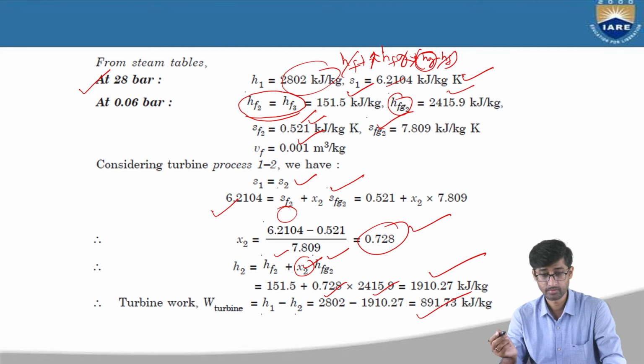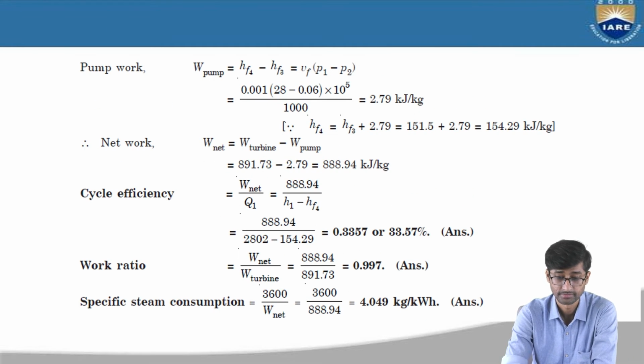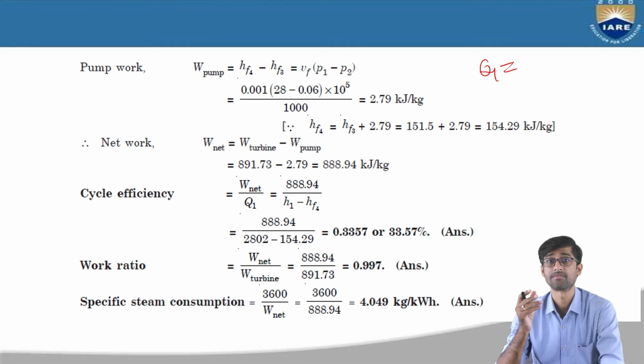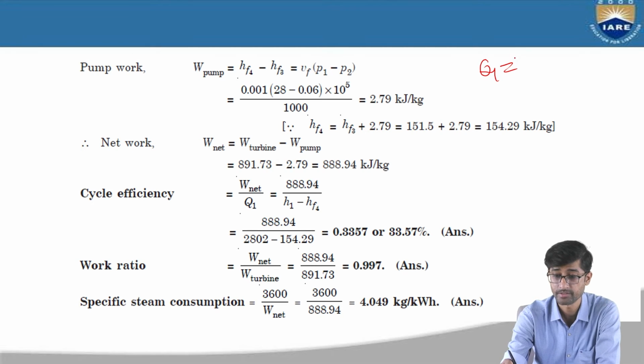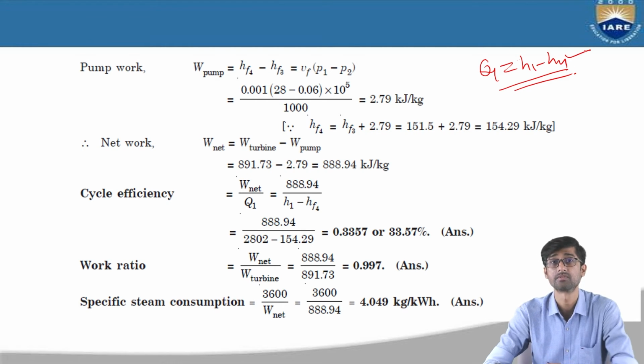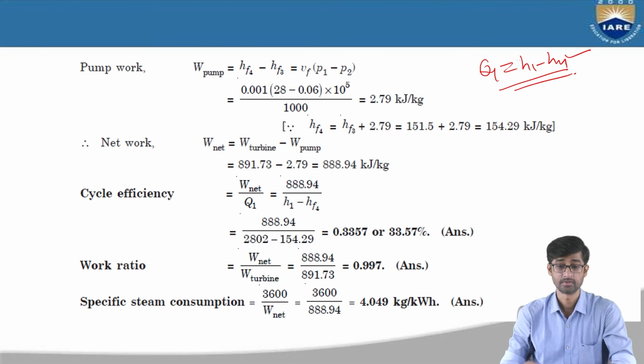So after calculating turbine work, what is the heat supply? Heat supply is required because the efficiency will be equal to net work done by heat supply. So heat supply is H1 minus H4. But we don't know the H4 value. We have to calculate the H4, right? So what is H4? Already we have discussed.